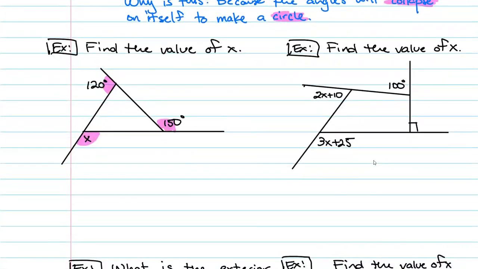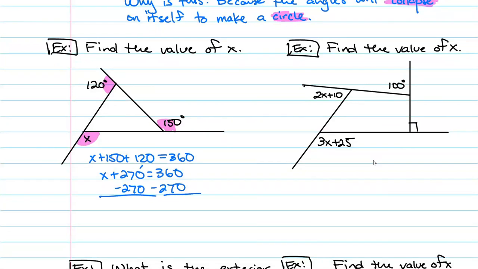So I'm going to go ahead and write x plus 150 plus 120 equals 360. That means x plus 270 equals 360. Subtract 270 from each side. I get that x equals 90, and I was able to find that exterior angle. Okay, pretty straightforward once you have this. You just have to make sure you're staying on the same side of that line.